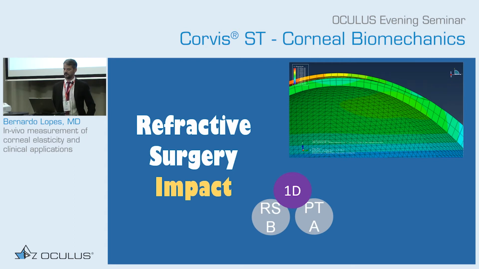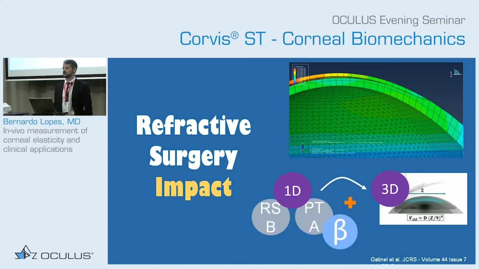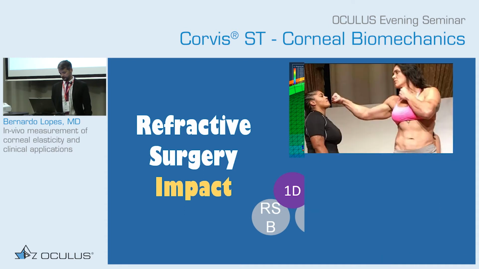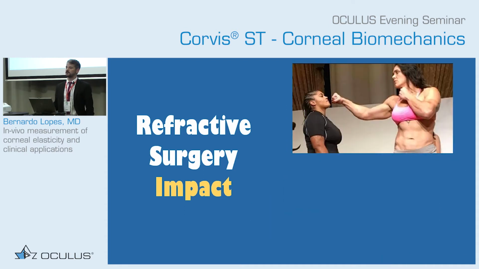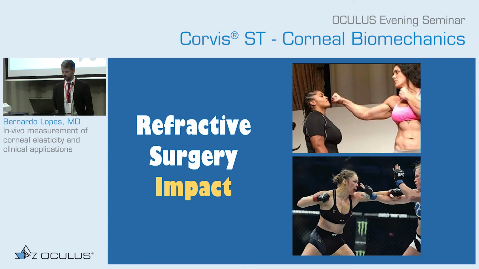So we have one-dimensional measurements: the stromal, the PTA, the residual stromal bed. They are single point measurements. Recently, Damien Gatinel developed this 3D analysis to have the corneal volume, the PVA, but it's not related to biomechanics, so we can add the beta, the true biomechanics, the true material properties, to that. So maybe a soft cornea won't be able to tolerate a high impact surgery, but if it's matched, it can take a surgery. So we can do individual indices, individual impact for the amount of stiffness that the cornea has. This is something for the future as well that we're developing.